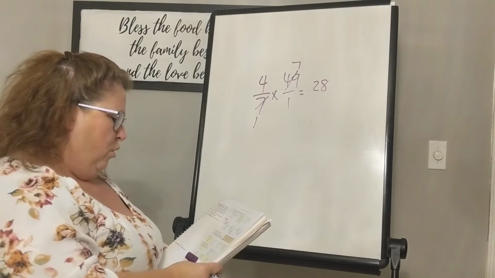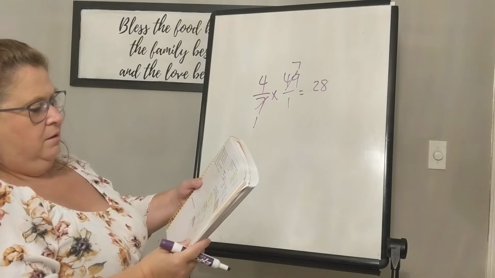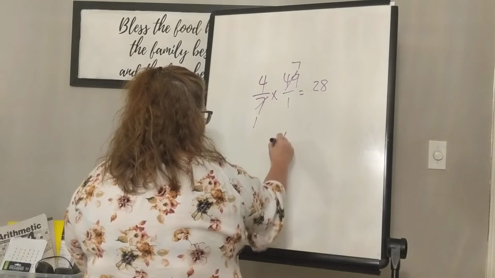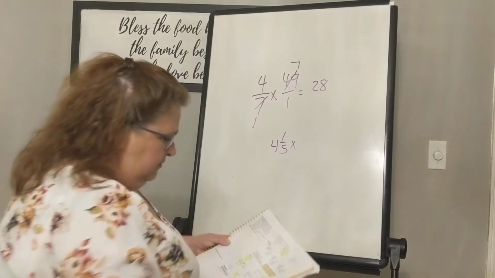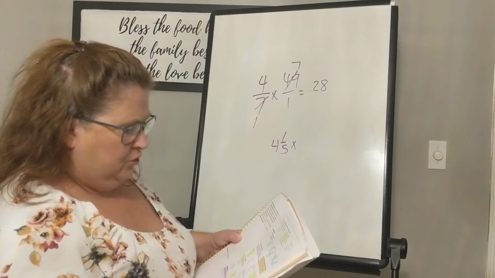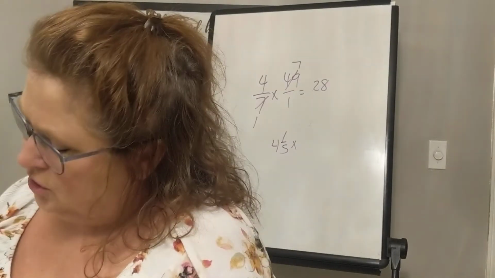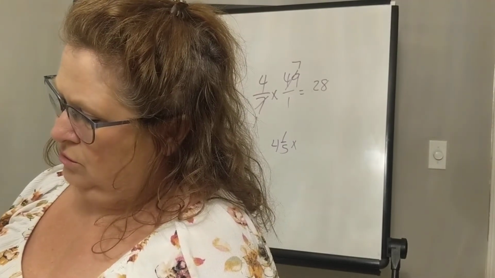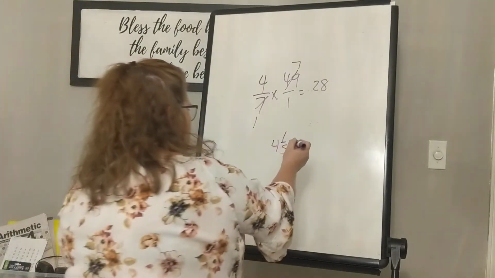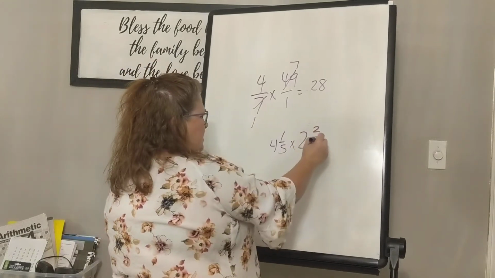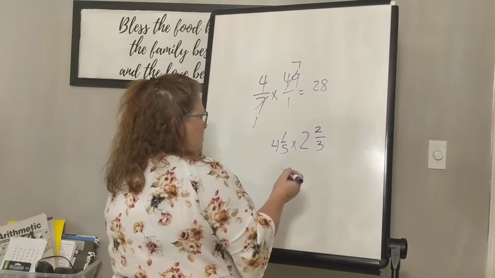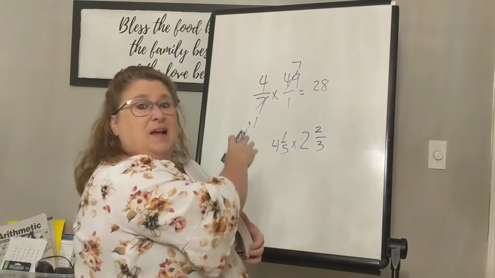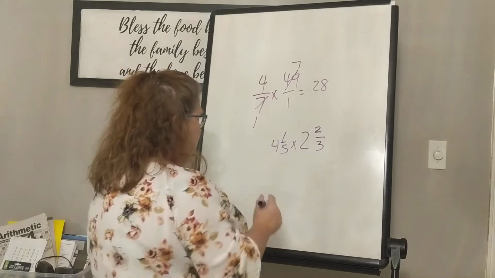Look at letter D. 4 and 1/5 times 2 and 2/3, I think it says. I need you guys to tell me what that fraction says right now. But if it is 2/5 and not 2/3, then use this as a reminder of how to do it, but don't write this answer down, okay?